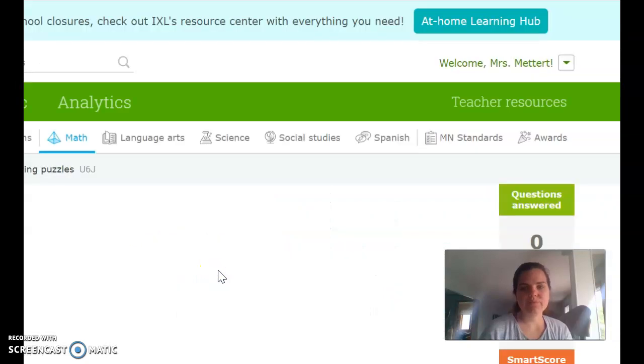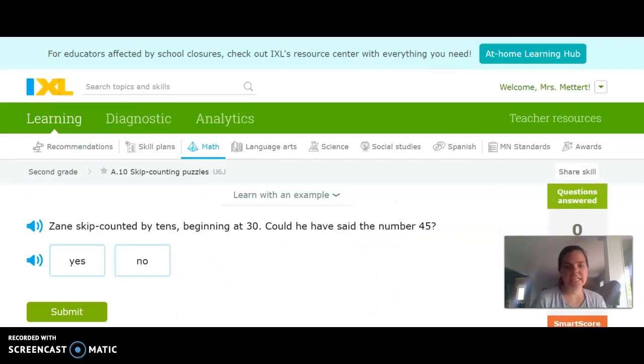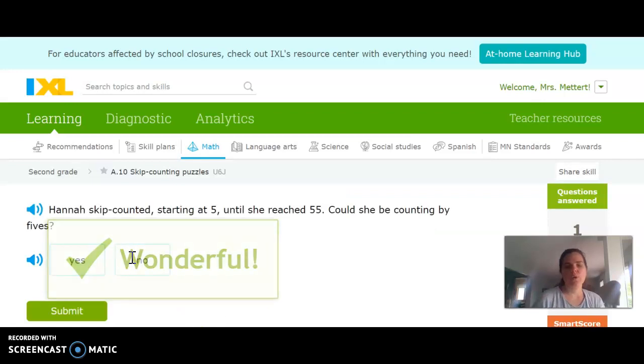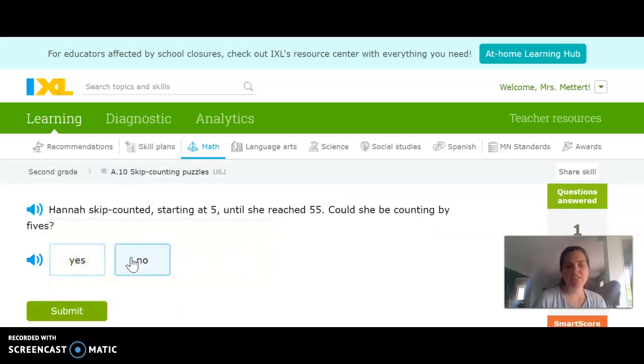It says Zane skip counted by 10 beginning at 30. Could he have said 45? So if he's skip counting 10, 20, 30, 40, 50, could he say 45? No. Hannah skip counted starting at 5 until she reached 55. Could she be counting by 5s? Yes, because we know all of our count bys of 5s end in 0 or 5.